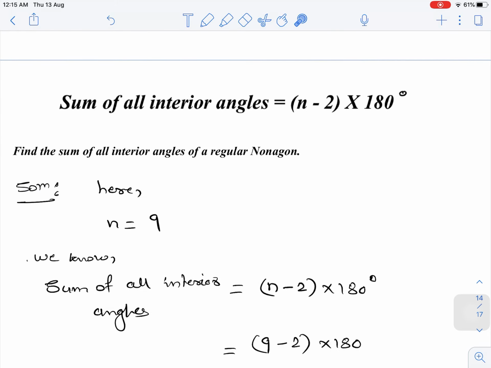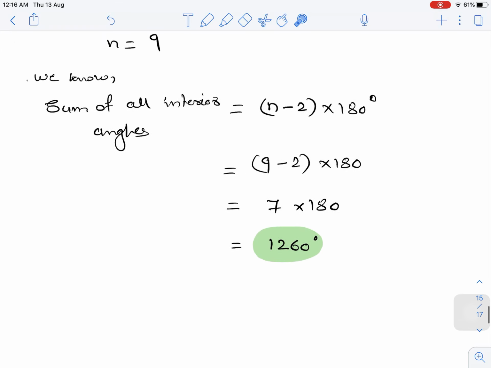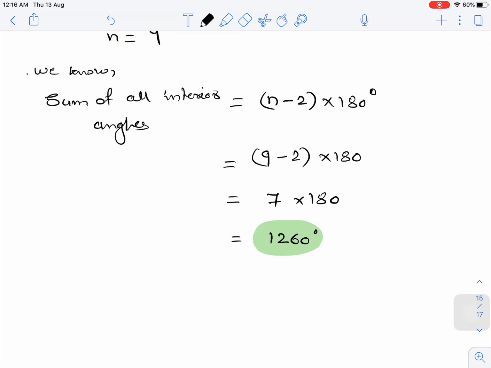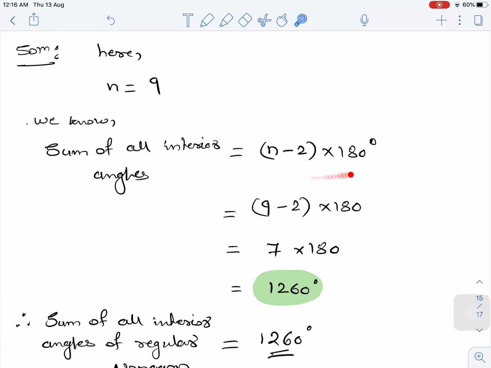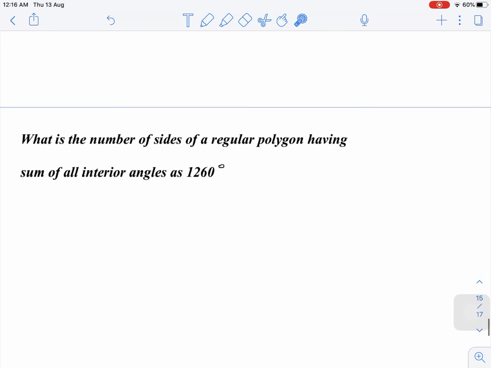So what does it mean? We have got the sum of all interior angles of a regular nonagon, so it is 1260. If you want, you can write the final answer as: therefore, the sum of all interior angles of a regular nonagon equals 1260 degrees. So in this way, by using this formula, n minus 2 into 180, you can find the sum of all interior angles of any polygon. Now let us move towards the next condition.